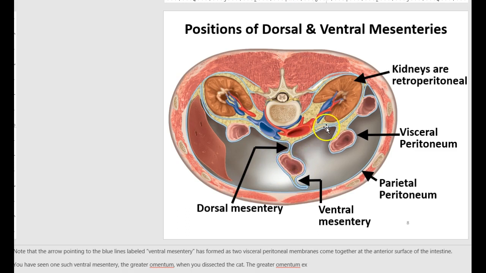Notice how a parietal peritoneum, when it leaves the body wall, all of a sudden we call it visceral. That's because they really are connected. It's just their location that distinguishes them from one another. So here, from both the right and the left, we have two peritoneal membranes coming together. They fuse right here at the mesentery. Then they separate and they fuse again more ventrally. So that's also a mesentery.